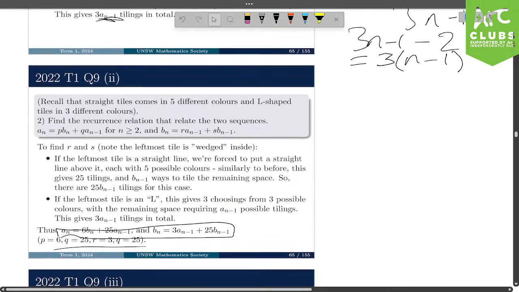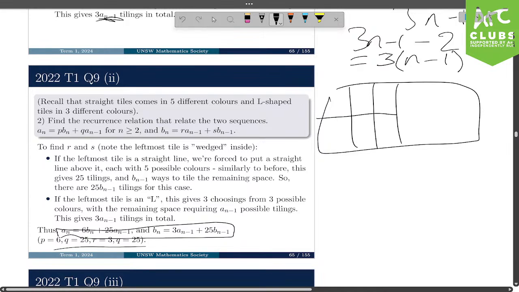So for the 25, let's say, for the an recurrence, let's say I have this as my left part, and I have some more stuff here. Do you recognize that this remaining part is the an minus 1 grid? Okay, cool. The 25 simply comes from, I put a straight tile here and a straight tile here.